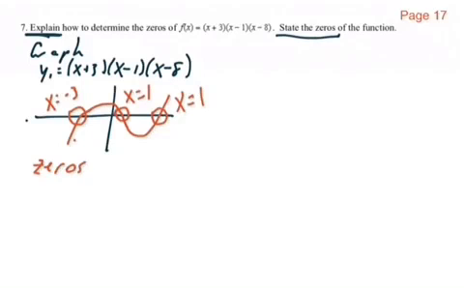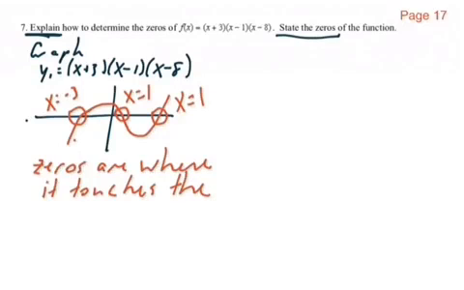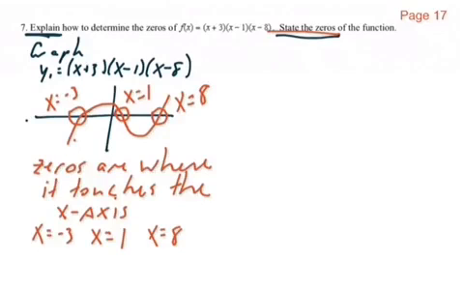So the zeros are where it touches the x-axis. And then they do want you to take and state the zeros. So your answer would be x equals -3, x equals 1, and, sorry, I wrote this wrong. This would be x equals 8 would be your last zero. That is if you decided to do it graphically.